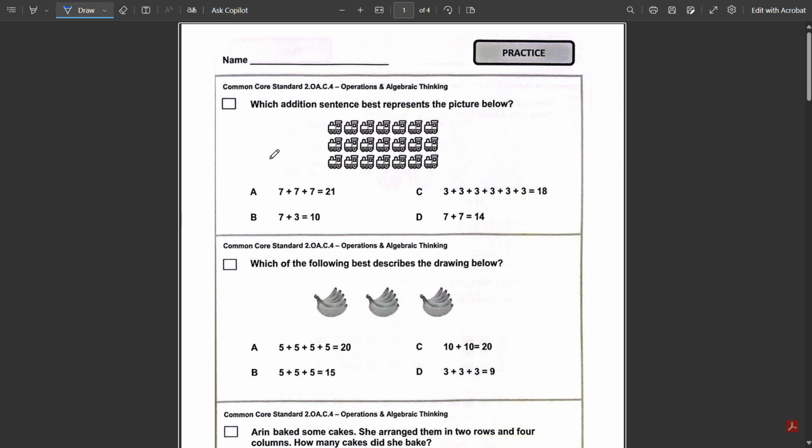Today we will be going over second grade lesson 8 worksheet. So number 1 says, which addition sentence best represents the picture below? So here we have 1, 2, 3 rows of trains, and then in each row there's 1, 2, 3, 4, 5, 6, 7. So if we add 7 3 times, that is A. 7 plus 7 plus 7 equals 21.